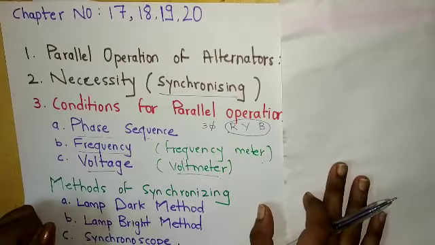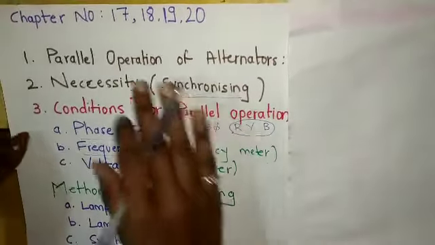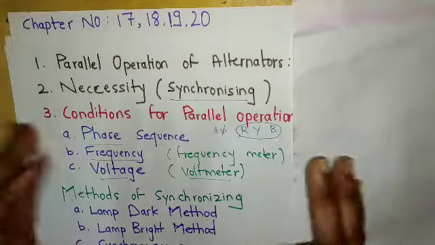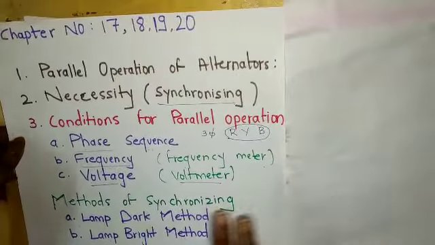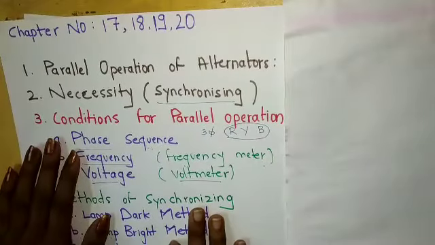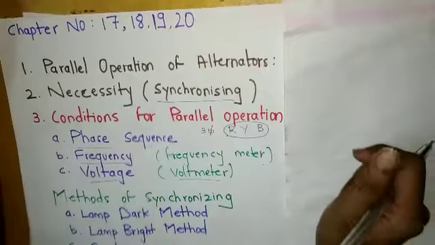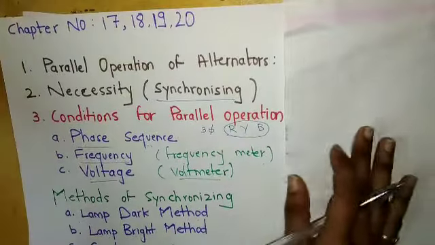So in today's lecture we'll cover all the 4 chapters, that is last 17, 18, 19 and 20 chapter. They are very short chapters and very simple. So first is a parallel operation of 3-phase alternators. So first you need to understand what is parallel operation of alternator.